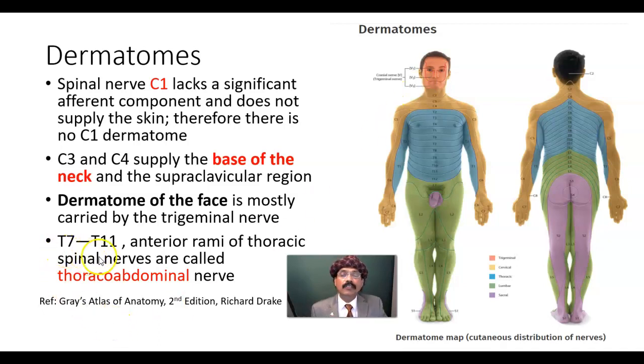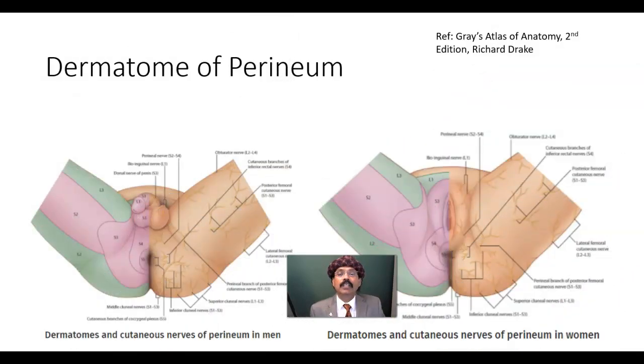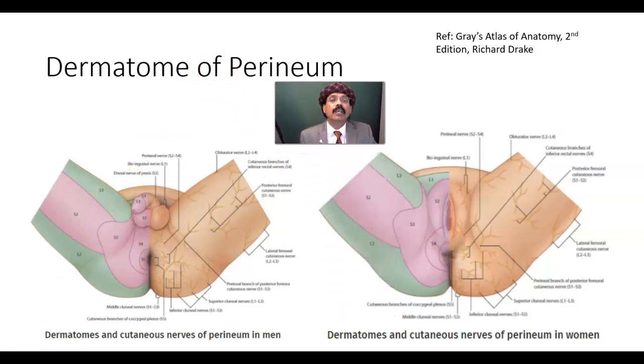Okay, T7 to T11 anterior rami of thoracic spinal nerves are called thoracoabdominal nerves because they course from the thorax to the abdomen. They go between the second layer and third layer of muscle. Okay, we got that, thoracoabdominal nerve. Then the dermatome of the perineum is very important. We must remember that it is S2, S3, S4.